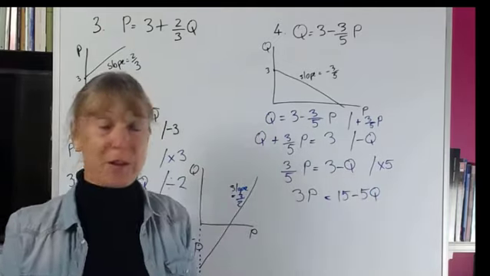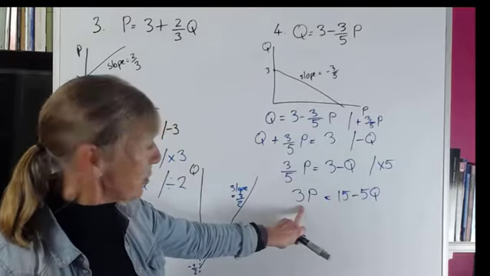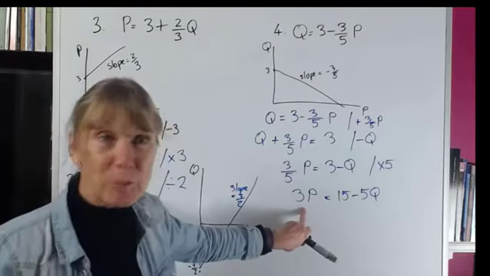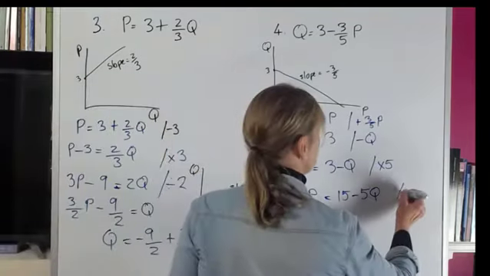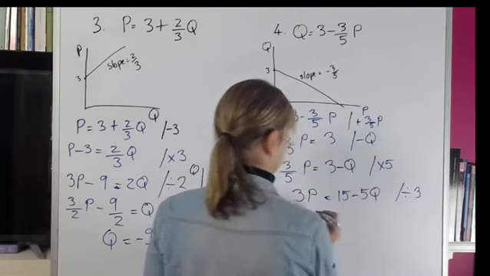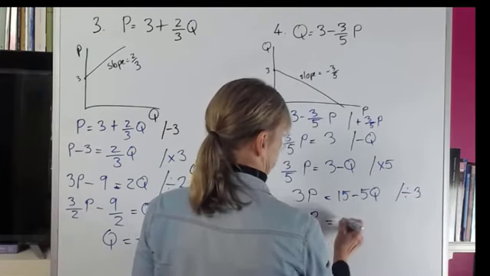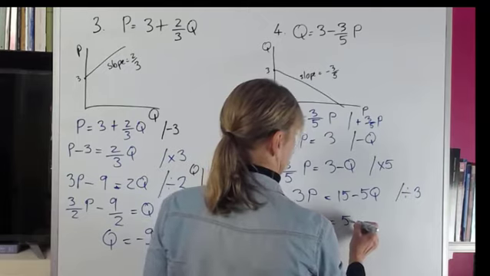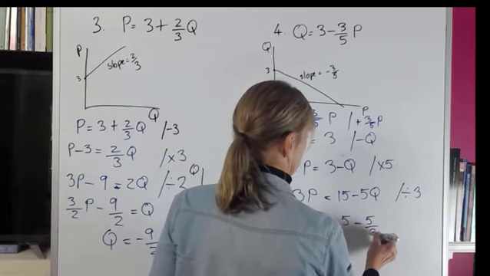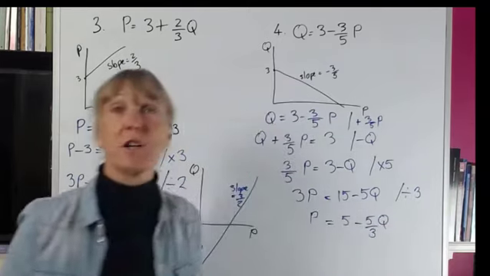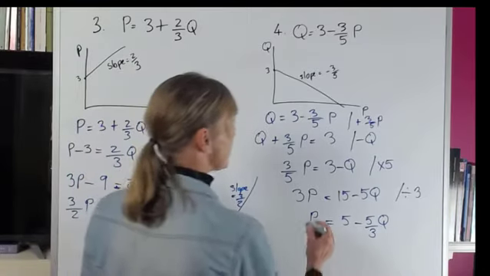So we're almost there. It's just we've got a function for 3P, but we want a function for 1P. So what am I going to do? I'm going to divide by 3. So there's our function. We can plot that.